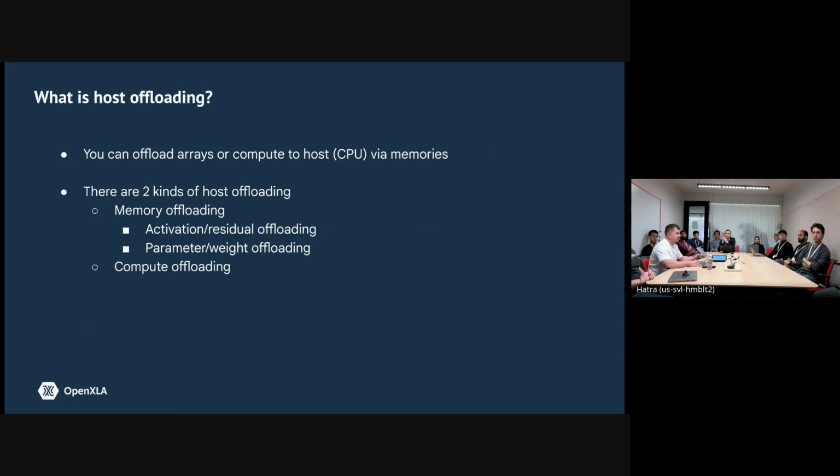Another option is offloading parameters and weights. If your model has hundreds of thousands of parameters and you use them only once, you can keep them on the host and stream them to the device only when you need them, and free the memory immediately after the computation. We also can do compute offloading. So you not only keep the data on the host, but you also do computation with that memory on the host, which is attached to the same accelerator device.